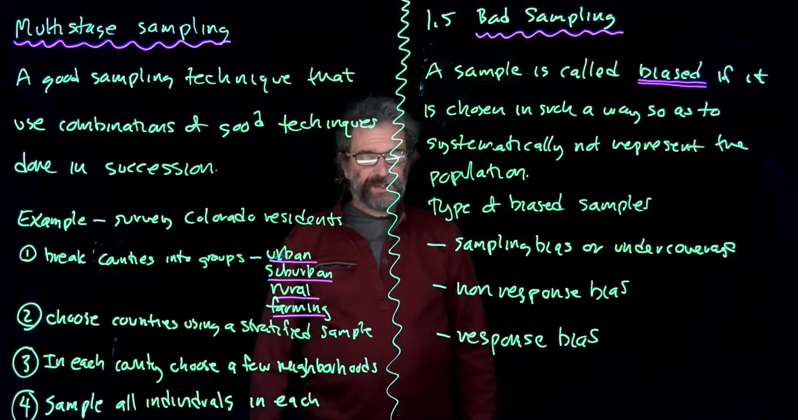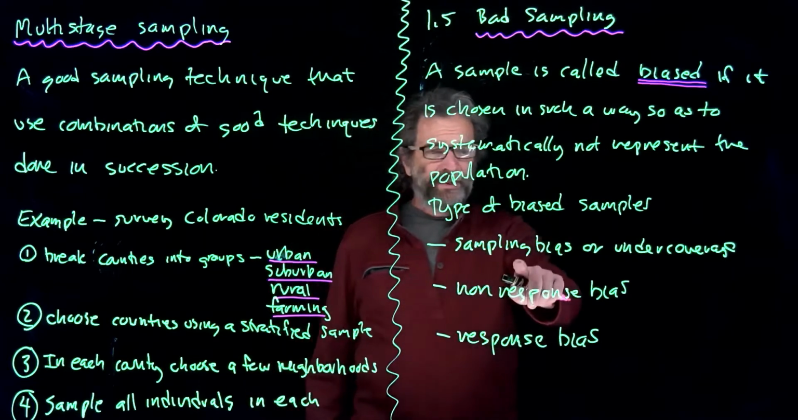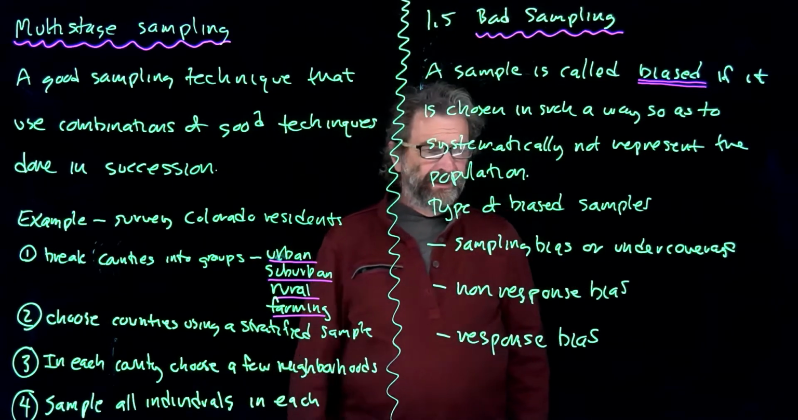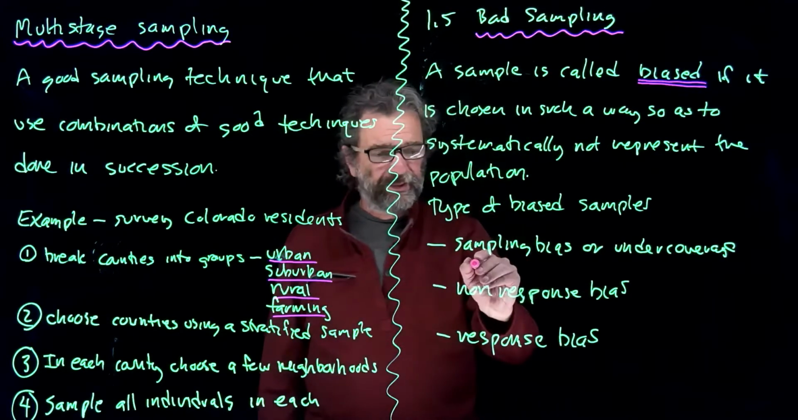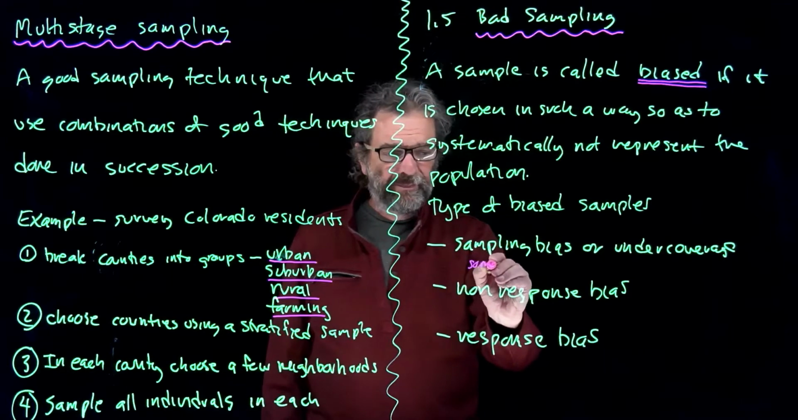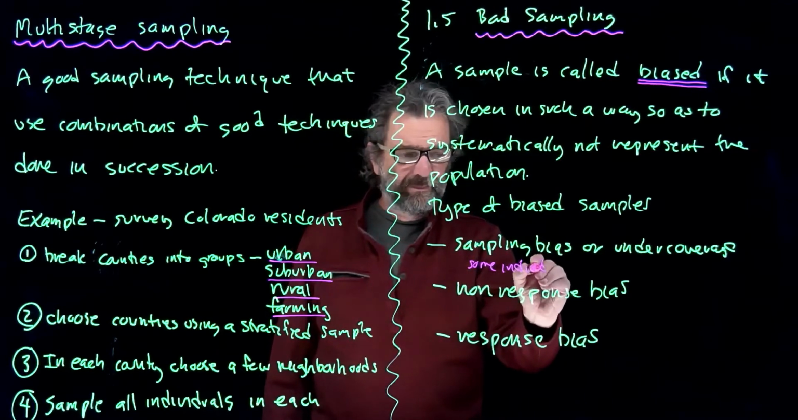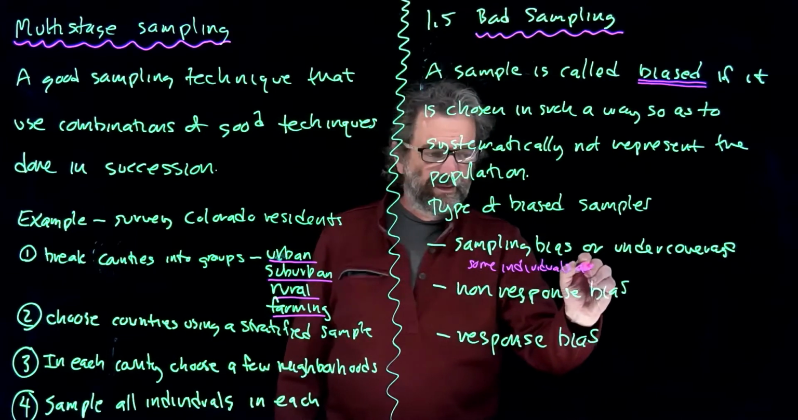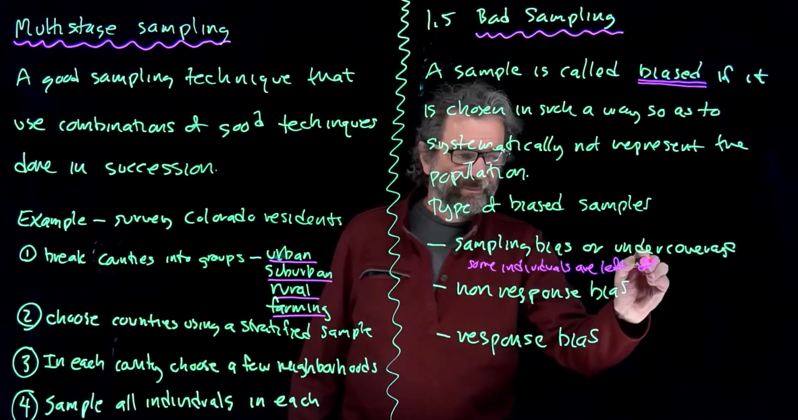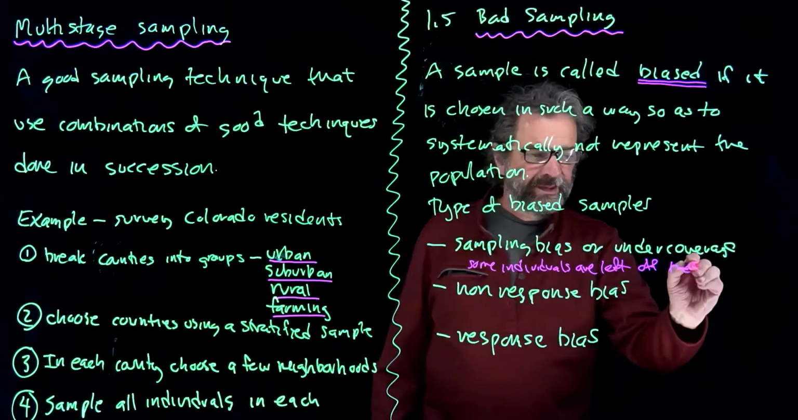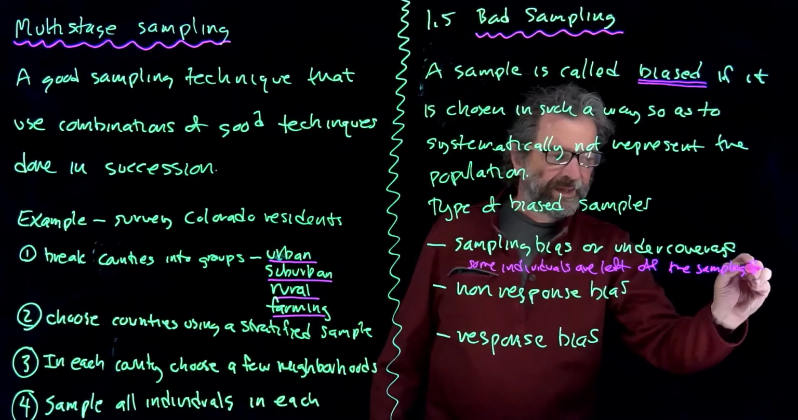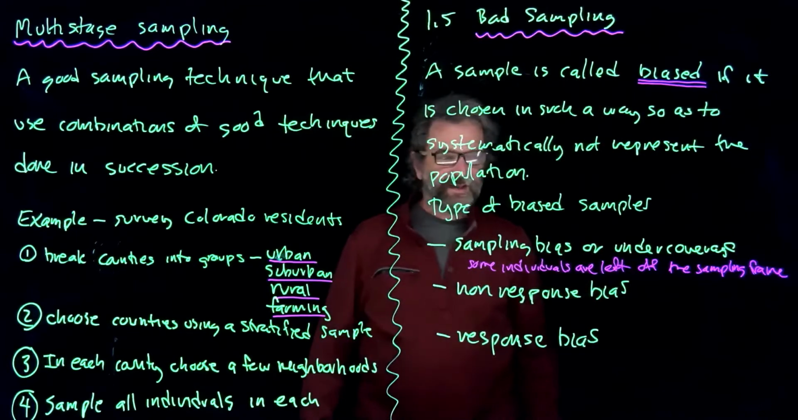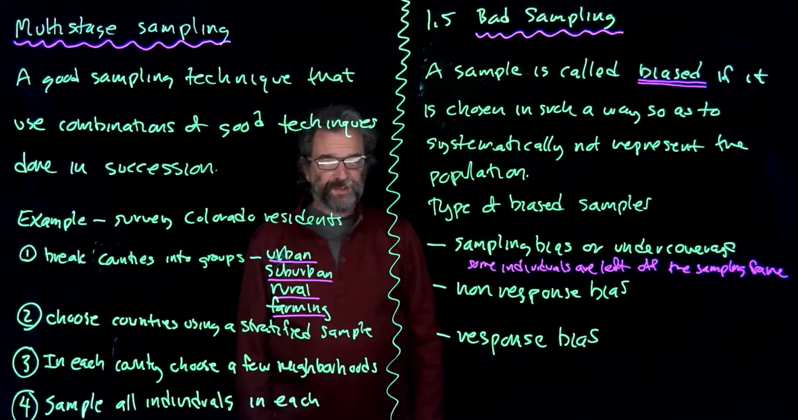There's types of bias that can be obtained in sampling. Here they are, 3 types of bias. Sampling bias or undercoverage. That is when more or less what happens is some individuals are left off the sampling frame. So the ones you try to contact, that list that you have of people you'd like to contact, you're not going to reach some people.